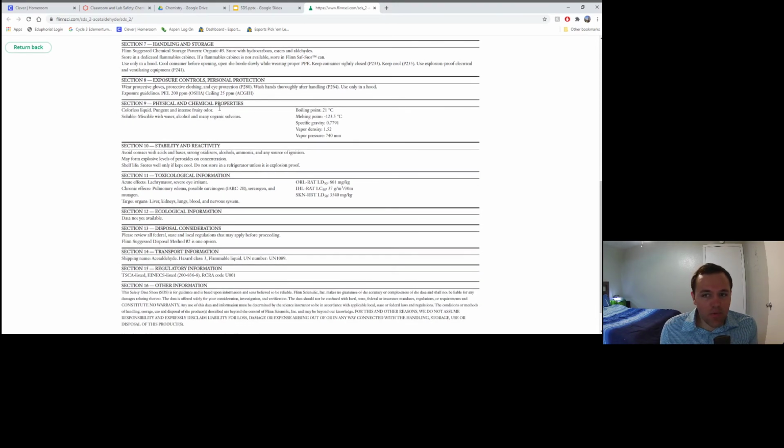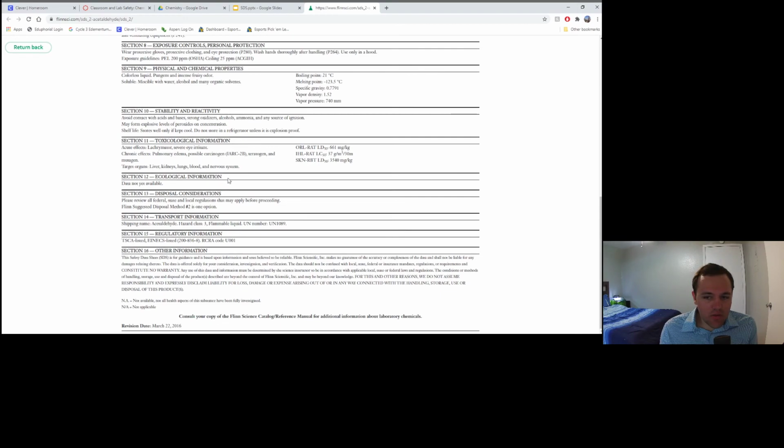Section 9 is an important one because it is the physical and chemical properties, so it'll help you identify it if you don't know exactly what's in the bottle. So this says it's a colorless liquid with an intense fruity odor, and it gives you its boiling point, its melting point, and that kind of stuff as well. So that can be a useful section to know.